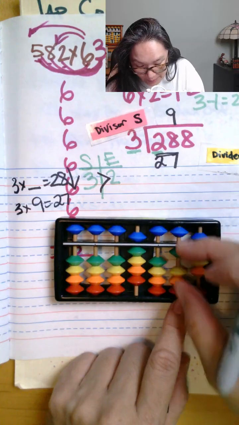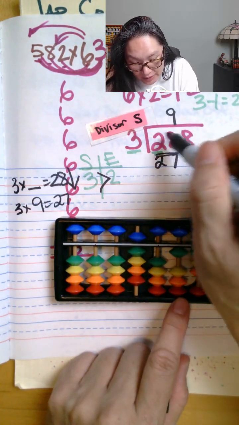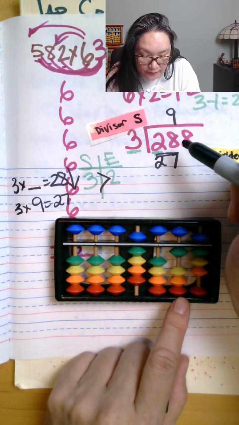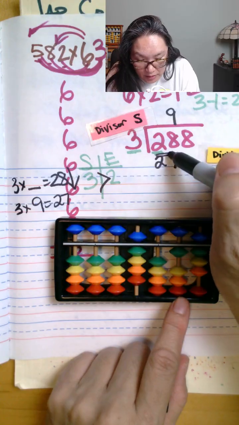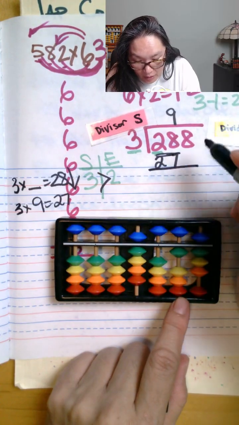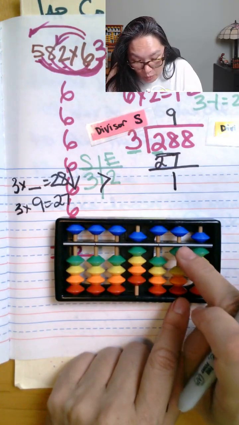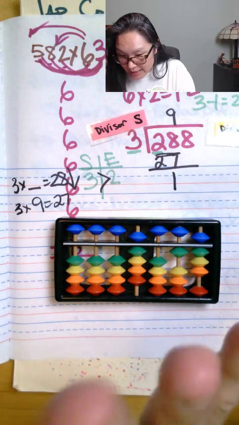See, I do it on the abacus already, so it doesn't matter that I write here. This is just for demonstration. I wouldn't do this. So now I have 1. Again, I'm only going to compare the 1 digit. I'm not going to compare anything else.